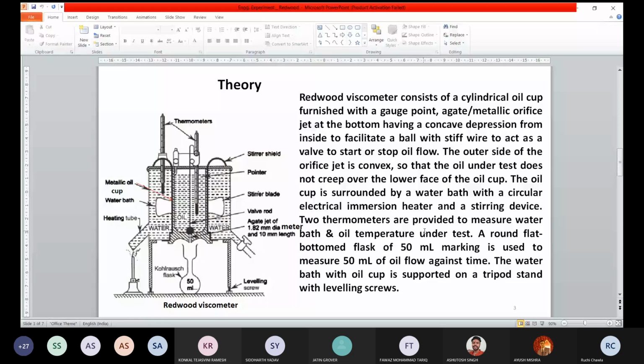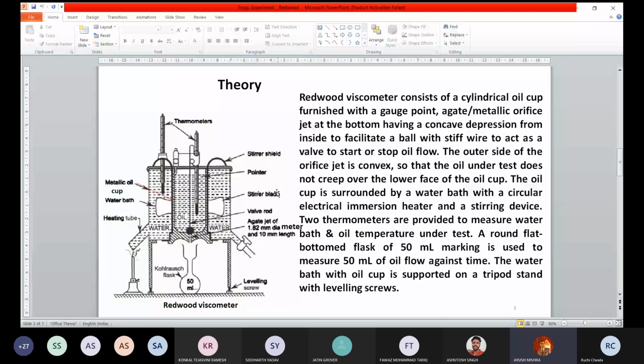A water bath with oil cup is supported on a tripod stand with leveling screws. There is no tripod stand here. In the more sophisticated machine that you use in the laboratory, there is an electrical device for heating, and the stand is also embedded in the machine itself. So you don't have to use a tripod stand for that. You can see the picture of it in the video that has been shared with you. So this was about the apparatus. Now let us come to the procedure.